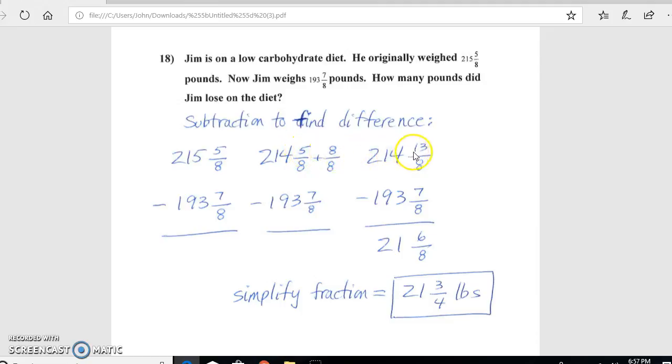And when I do that, I end up with 13. 5 plus 8 is 13. And it's 13/8, 214 and 13/8. And now I can subtract the 193 7/8. 7 from the 13 is going to give me 6/8. And when I subtract the whole numbers, I get 21. The 6/8 can be reduced to 3/4. I take out a factor of 2 from the 6 and the 8, and I end up with my final answer of 21 3/4 pounds.